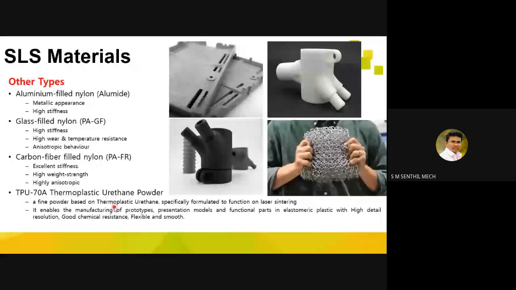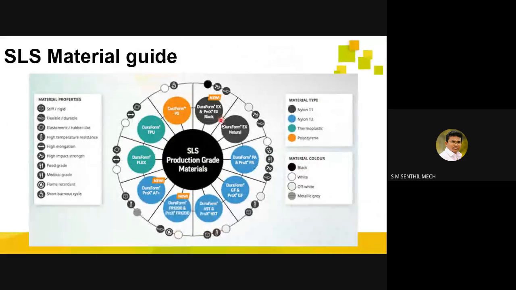Okay, so this is the SLS material guide. Okay, so these CastForm, DuraForm, all these are the material names used by the actual company. So these are brand names. Okay, so this you can use as a recap wherein, say for example, if you are using DuraForm TPU, it has a material color of white. And this has a high elongation.